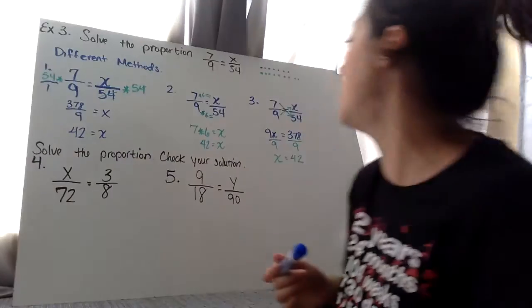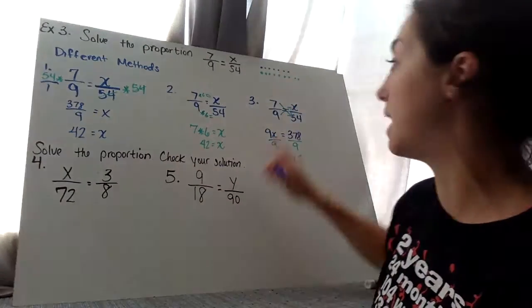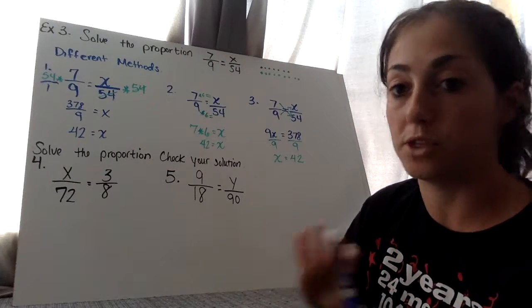Another method to talk about is cross multiplication with equivalent ratios. It has to be an equal sign. Sometimes people mess this up with just multiplying fractions.